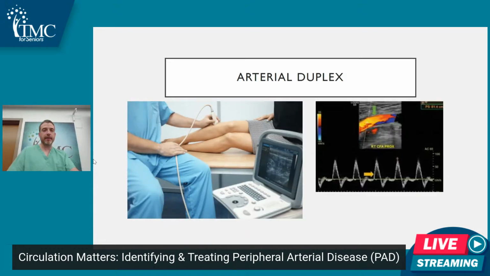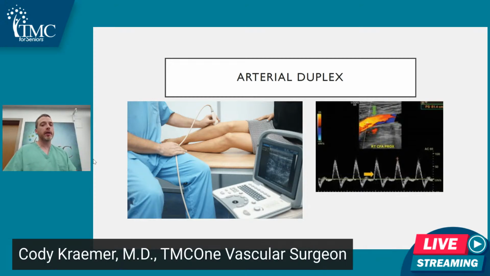Next, if you have an abnormal ABI, then the next thing your doctor may or may not order is a type of ultrasound we call an arterial duplex. This is really looking at the flow through the blood vessels, and it gives us more of an anatomical picture: here are the locations where we're starting to see the blockages. Typically speaking, this is less of a screening exam.